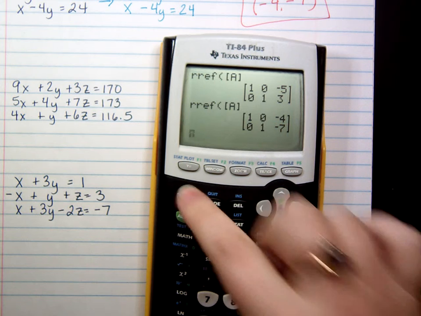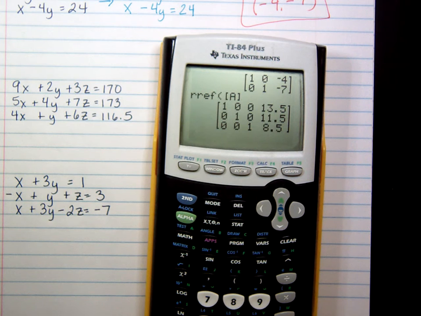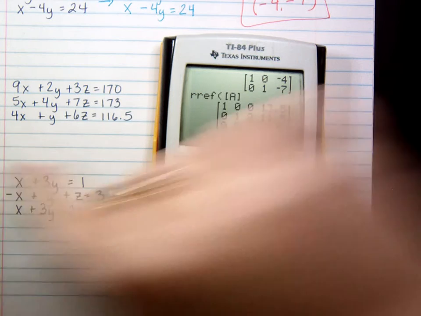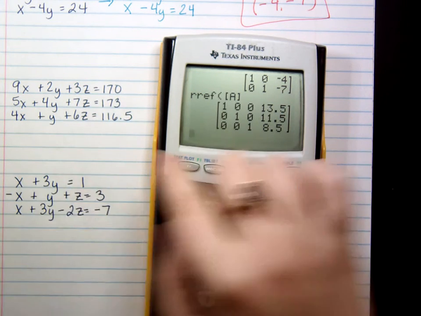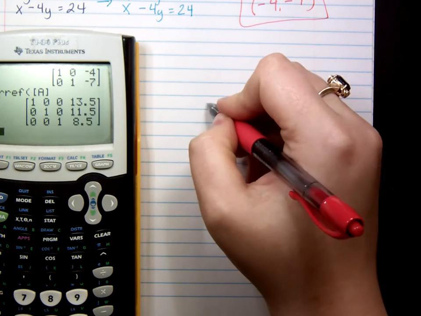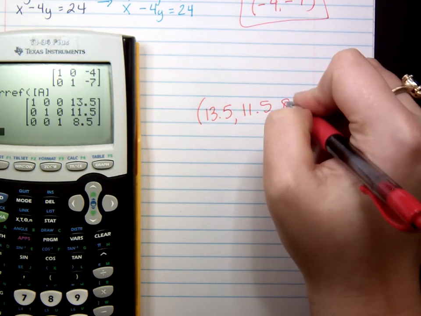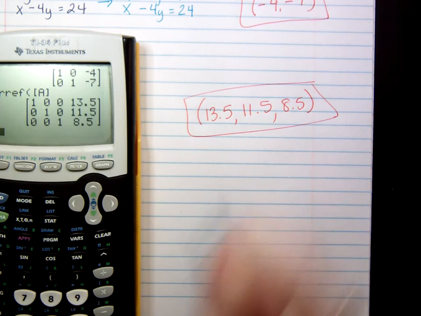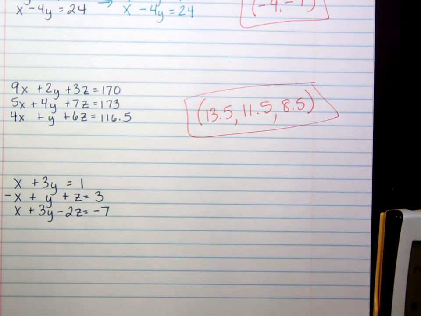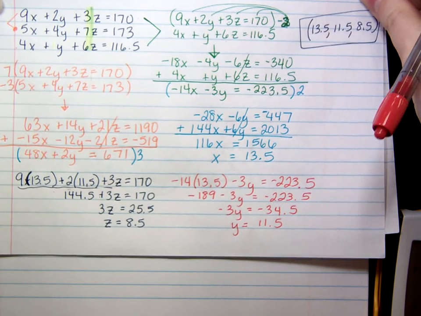Exit out, perform a reduced row echelon form, and there we go. Now, just like with the previous ones, your first column is the x values, second is the y, third is z's, and then the answers are over there. So the solution to this system is 13.5 for x, 11.5 for y, and 8.5 for z. And considering when I did this in the previous video, it took half a page of work, well, this was a lot quicker.